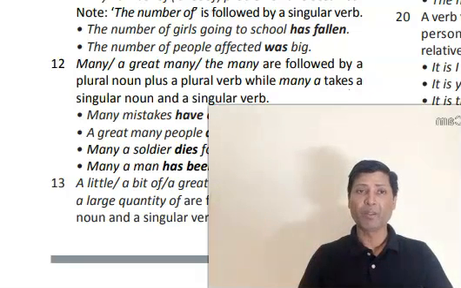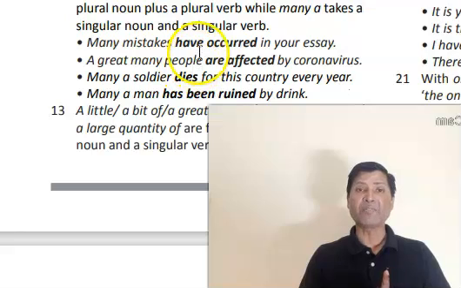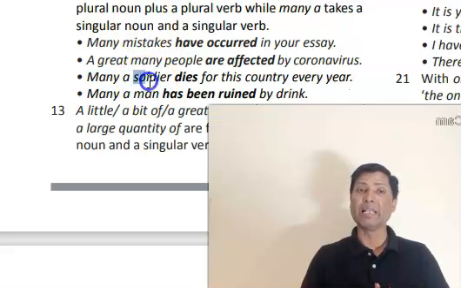For example, many mistakes have occurred in your essay. So here many is being followed by a plural noun, but many a is singular, and therefore the noun is also singular and the verb is also singular.